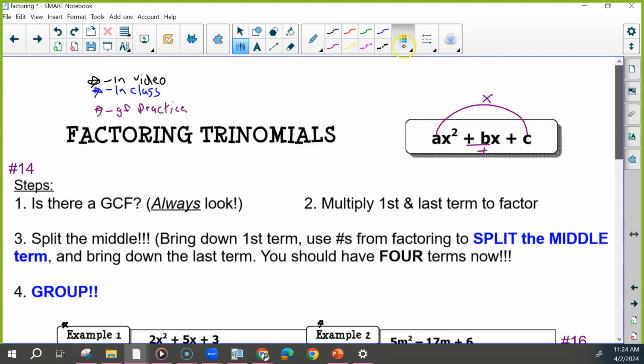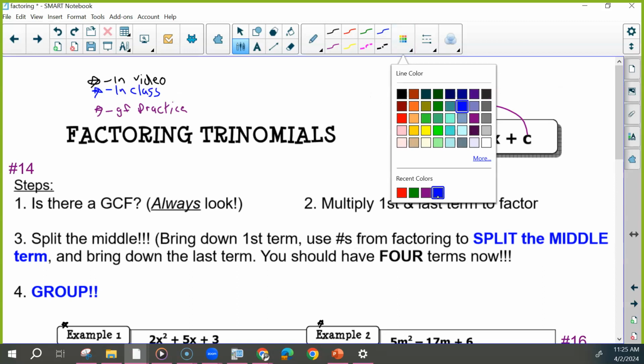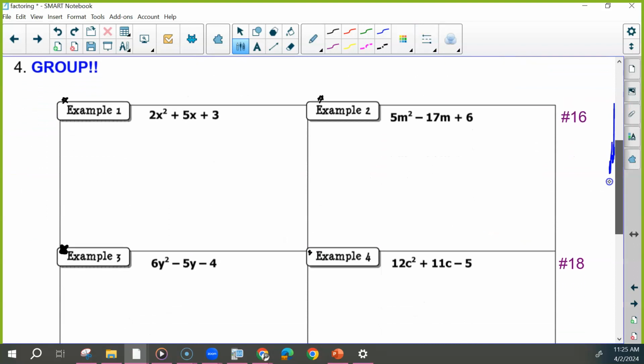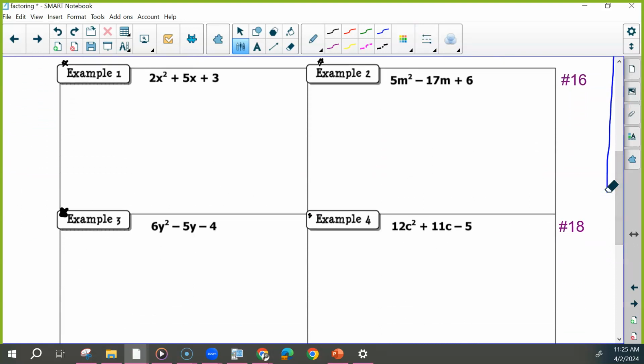So we're going to start with example 1. Does this have a GCF? Is there something we could divide out of each one? Could I divide 2 out of these 2? No. So the GCF here is just 1. I'm just going to write that off to the side just so we remember we did look for a GCF. It just didn't have one other than 1. It was prime to begin with.